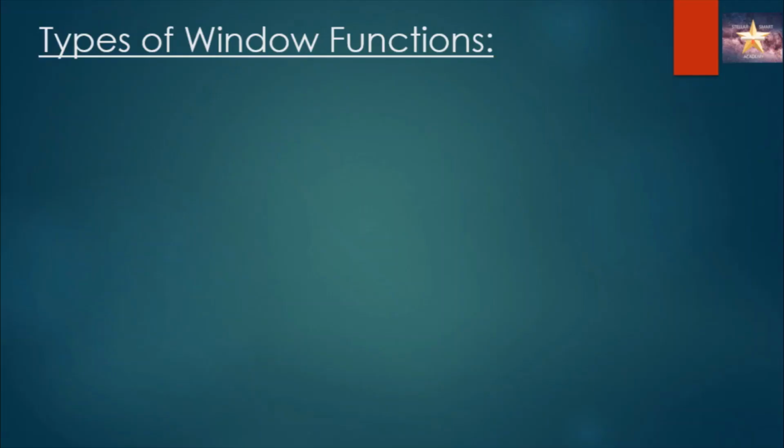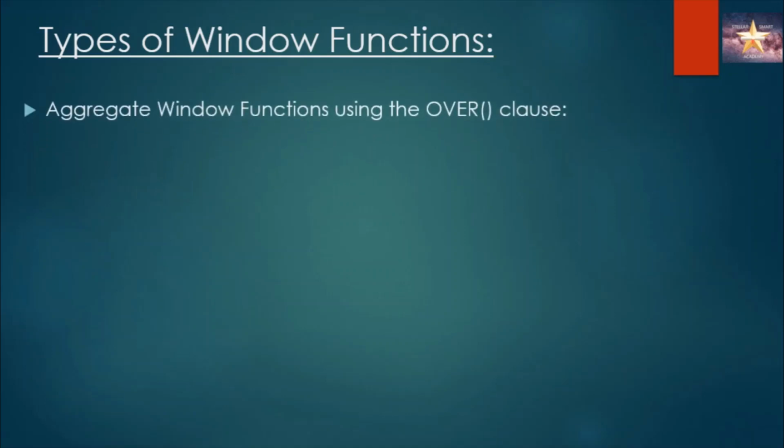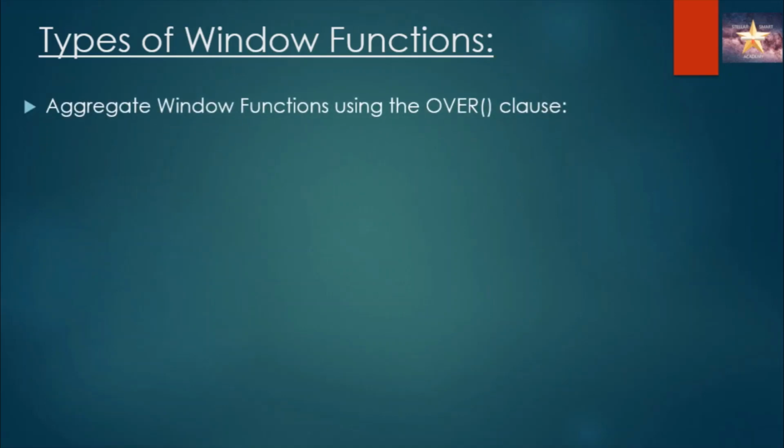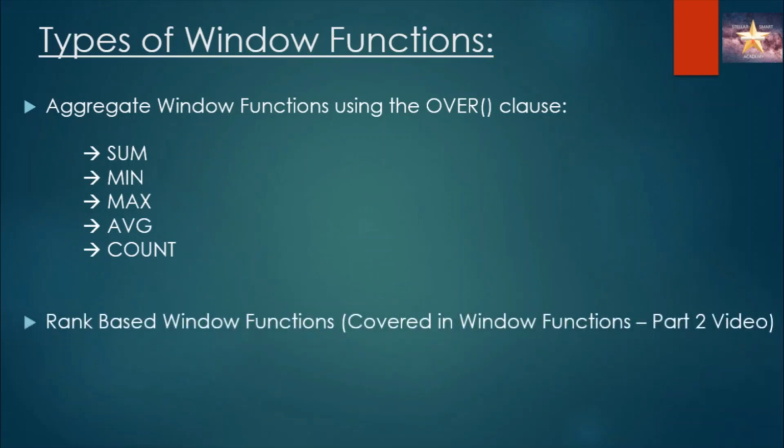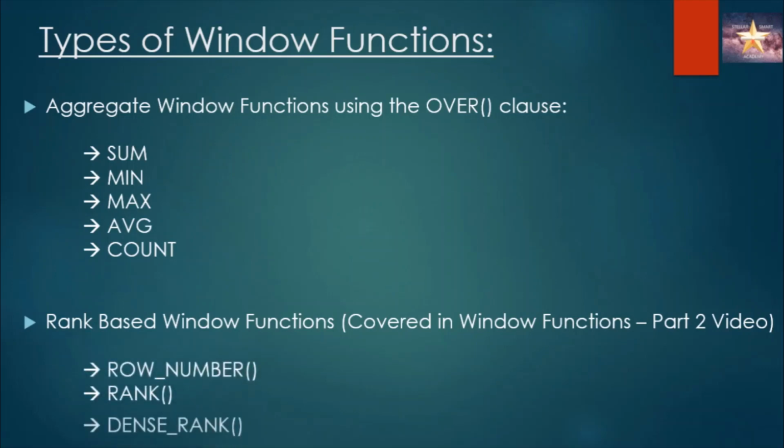So what we just saw was the first category of window functions, which was the aggregate window functions. That is, window functions using the commonly used aggregation functions such as sum, min, max, average, and count. What we will see in the next video, which is window functions part 2, is the commonly used rank based window functions such as row number, rank, and dense rank.